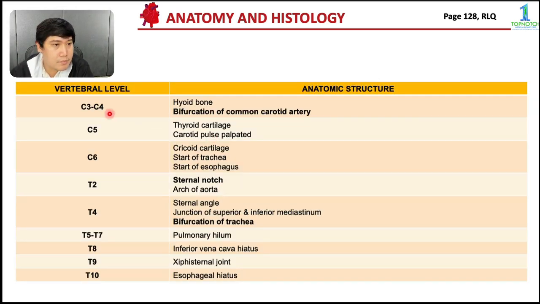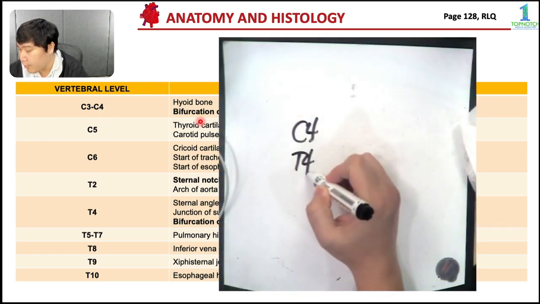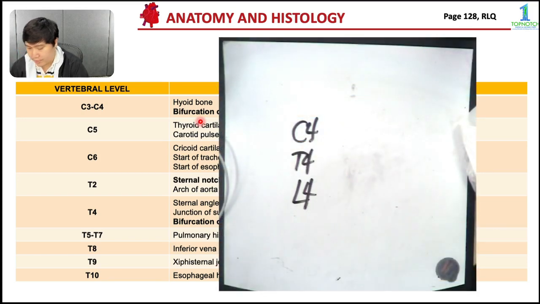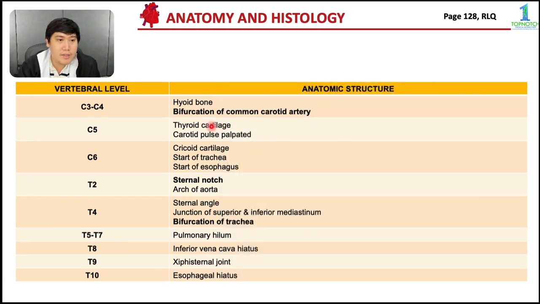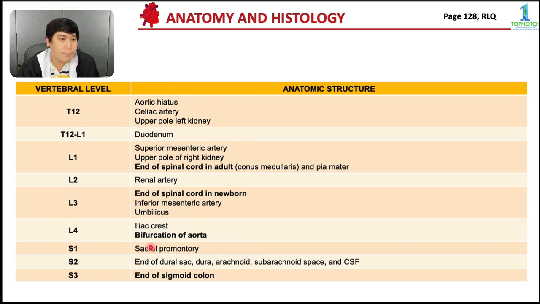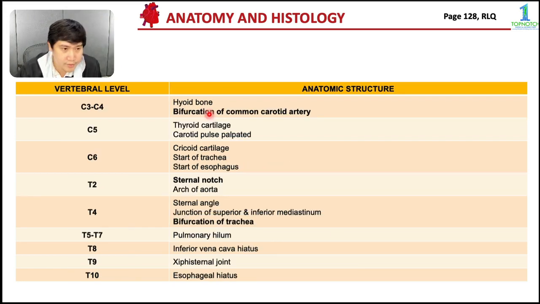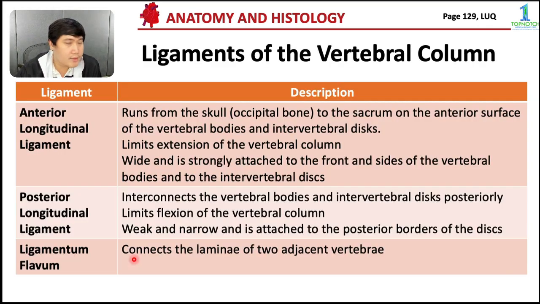So to complete, no? C4, T4, L4. Okay? Your C4, it's the bifurcation of the common carotid artery. T4, it's the bifurcation of the trachea. L4 is the bifurcation of the aorta. Okay? Sige. So, na-discuss natin yung mga important. You can read along those.